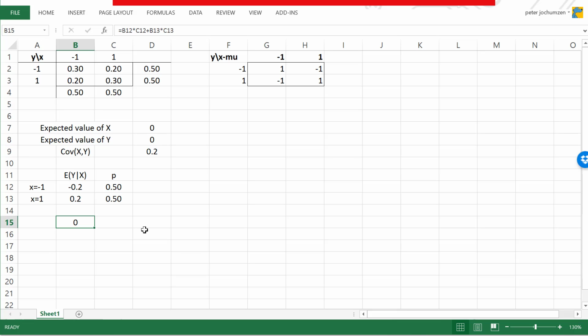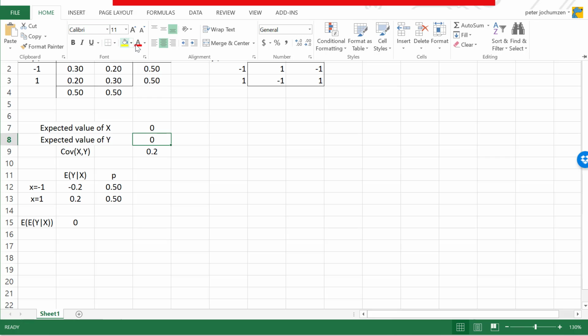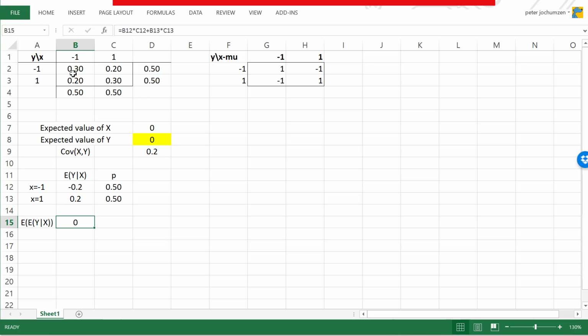And there is a famous result in probability theory saying that this expected value, let's put it here, the expected value of the conditional expectation, is always equal to the unconditional expectation. That's called the Law of Iterated Expectations. So if we paint this yellow, then no matter how you change these probabilities, these will always be the same.